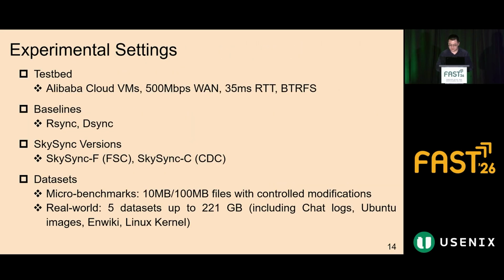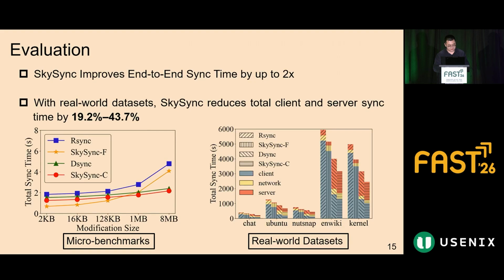We test SkySync on Alibaba Cloud Server with B3FS. We use a 500 megabits per second wide area network with a 35 millisecond round trip time. We compare SkySync with rsync and dsync. We use micro benchmarks and 5 real-world data sets. And our results show that SkySync improves the total end-to-end sync time by 1.1 times to 2 times, specifically for these real-world data sets. Our design reduces the total computation time on the client and server by 19.2% to 43.7%.